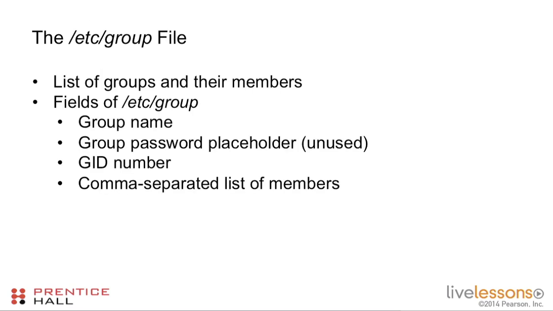The group file under /etc/group lists all of the groups on the system and their members. There are several fields in the group file as well. The group's name, a group password placeholder, which is basically unused and not used by any application anymore, a GID number, the group identifier, and then a comma-separated list of all of the members of that group. So let's take a look at some examples.